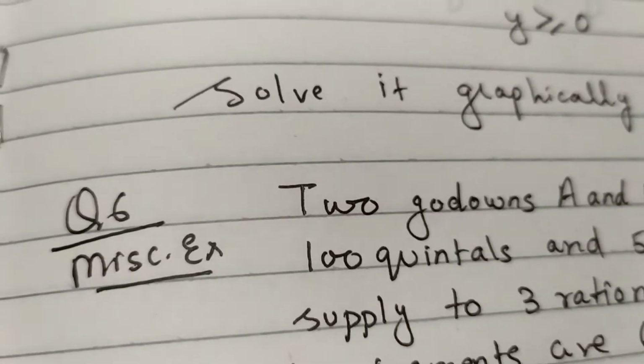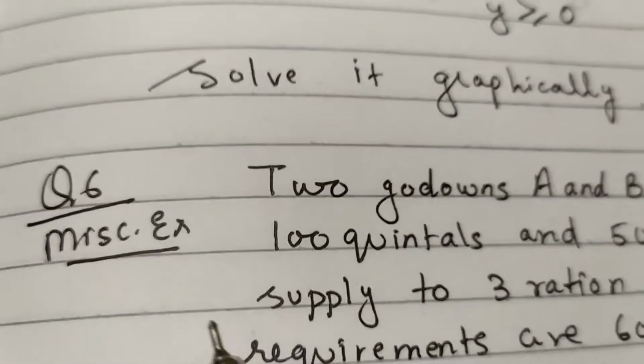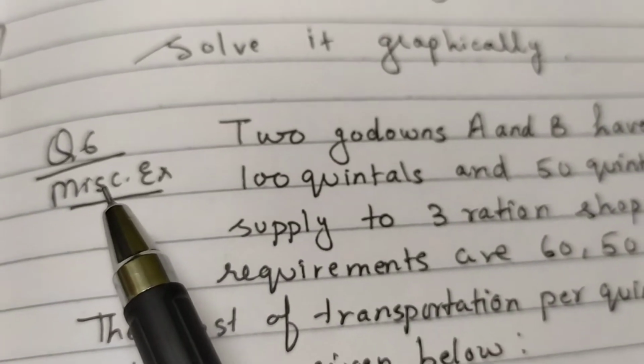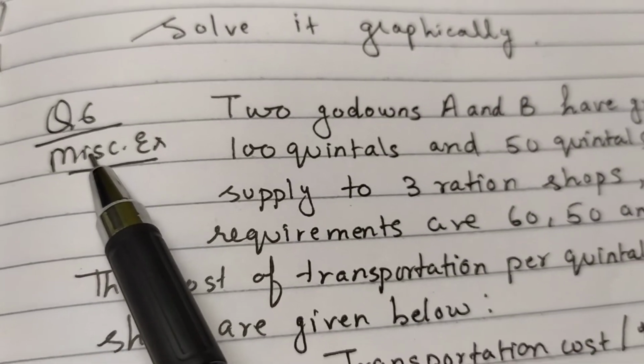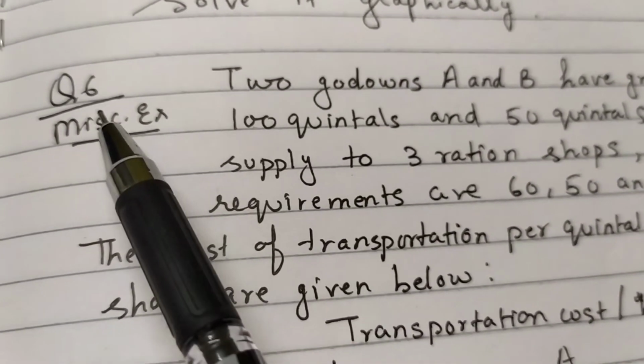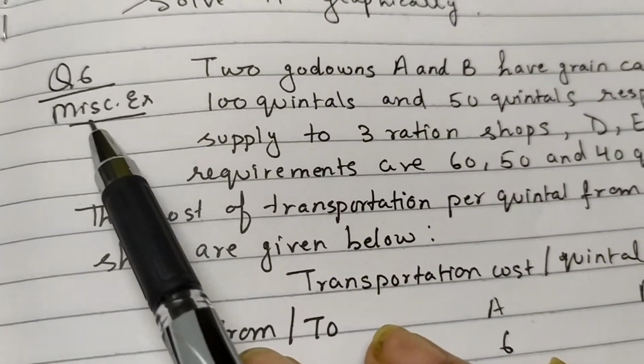Next is the transportation problem. I have told you there is a transportation problem which is not there in exercise 12.2. It is being discussed in the miscellaneous exercise. There are 2 transportation problems. One of them I am discussing, how to solve. So, miscellaneous exercise question number 6.